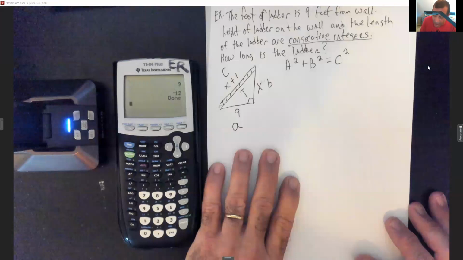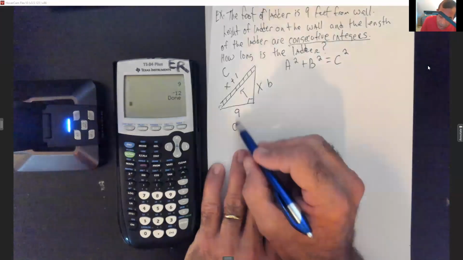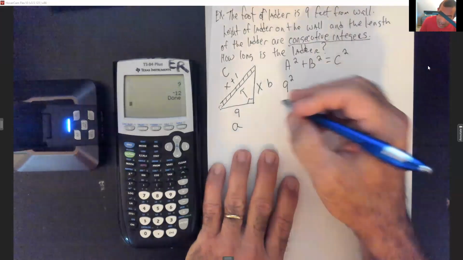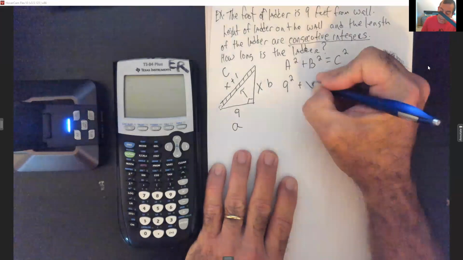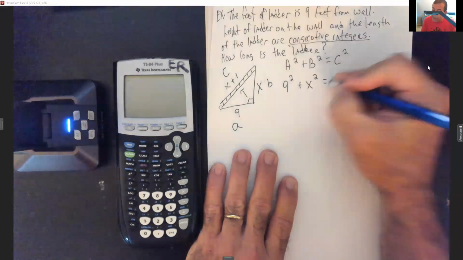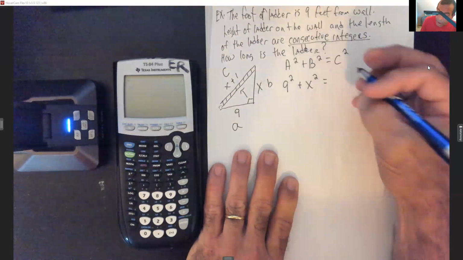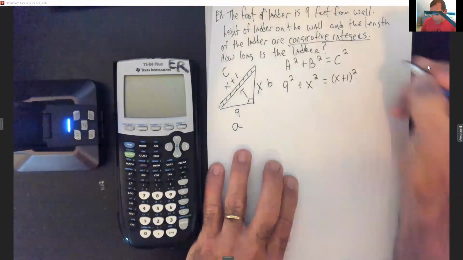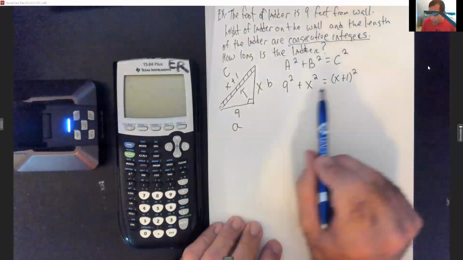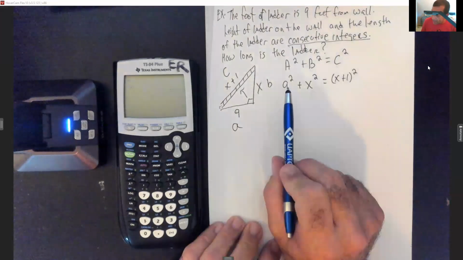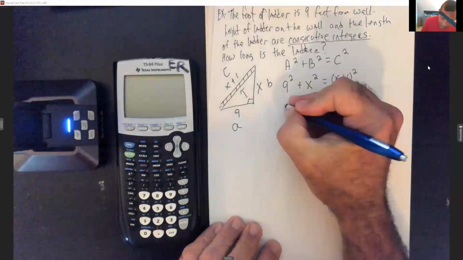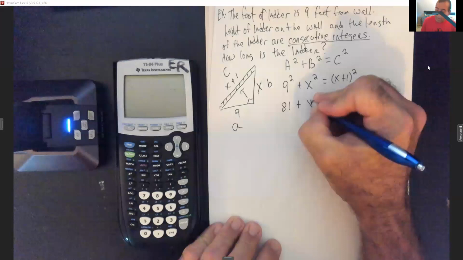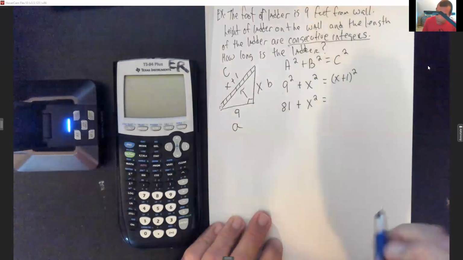So let's fill in what we got. For a, we got a 9, so we're going to square that 9. Plus b, we got an x, we're going to square that x. That's going to equal c, which is x plus 1 squared. So y'all, looks like we can do a little bit here, because we know 9 times 9 is 81. Can't do nothing there, so that's going to stay x squared. But the x plus 1 squared, we're going to do side work.